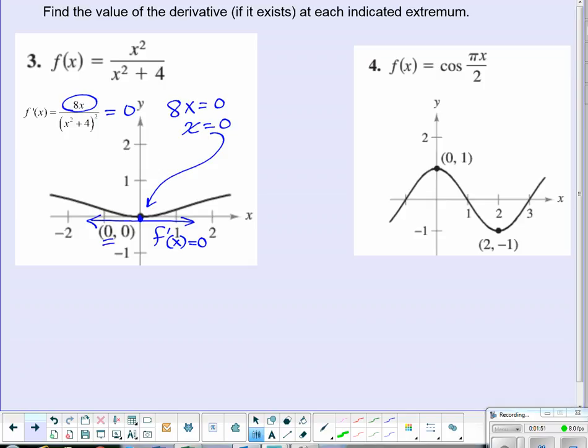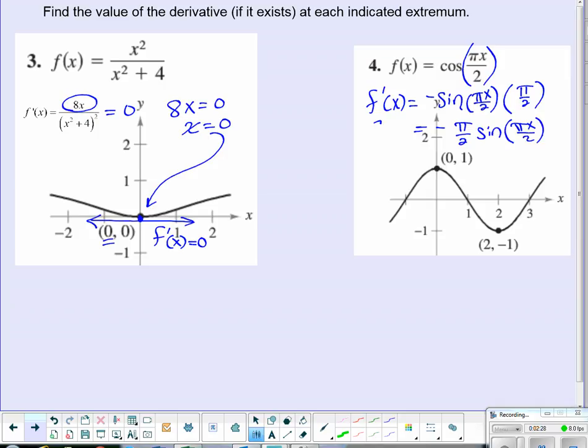On this next problem, number 4, we have the cosine of pi times x divided by 2. And if we took its derivative, we'd have to use the chain rule. The derivative of cosine would give us negative sine of pi x divided by 2. And then I would multiply by the inside derivative, which would give us pi over 2. And so we could write this derivative as negative pi over 2 sine of pi x divided by 2.